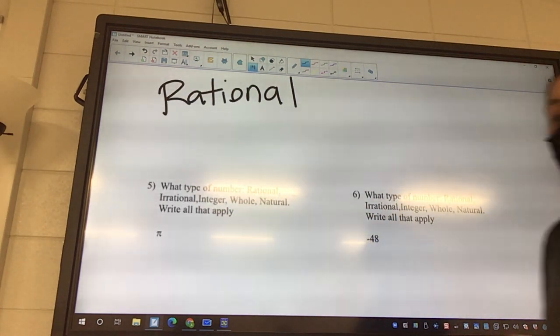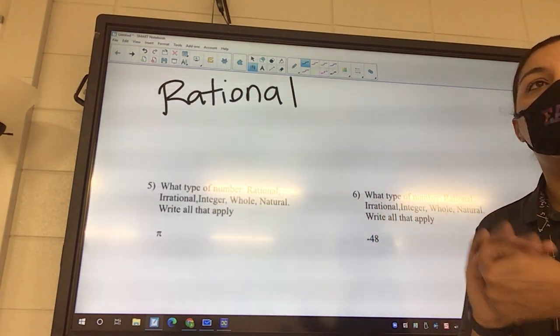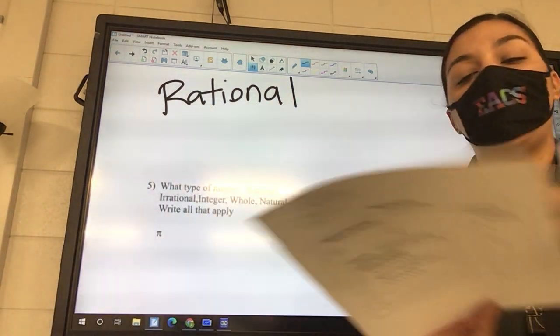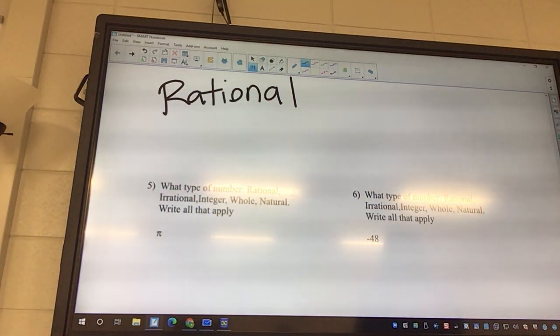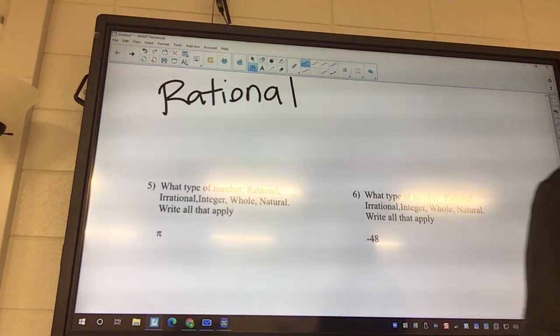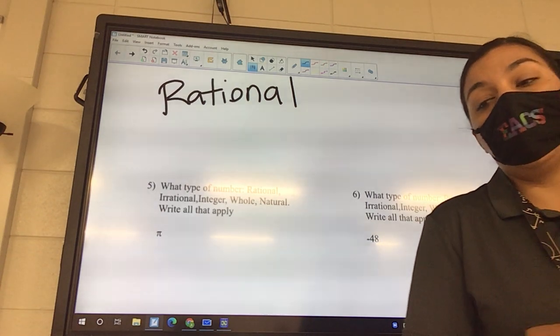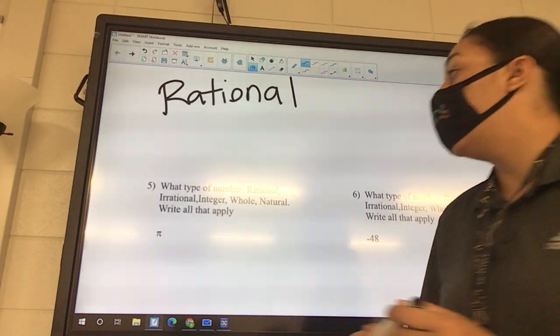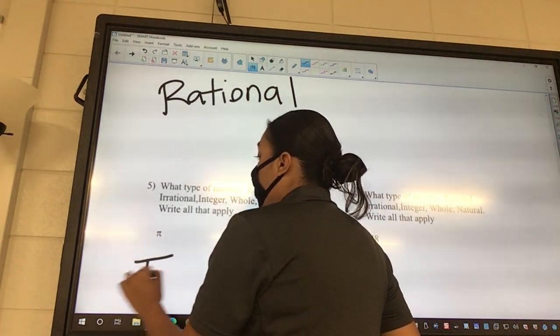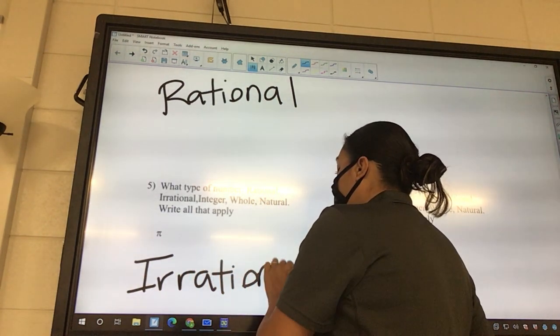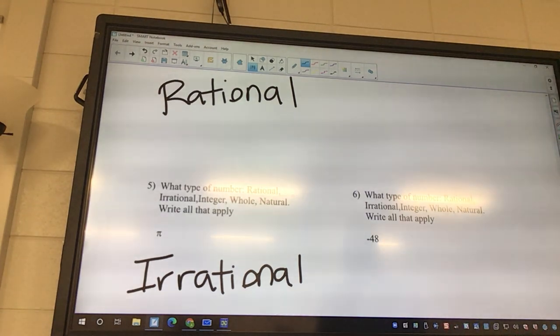Okay, pi. What kind of number is pi? Irrational. It's irrational, okay? There's not too many types of irrational numbers. How can you tell if something's irrational? If it's an infinite repeating number, or if it's a square root of itself, like 2. Okay, so your definition was pretty good, but I'm going to tweak it a little bit.